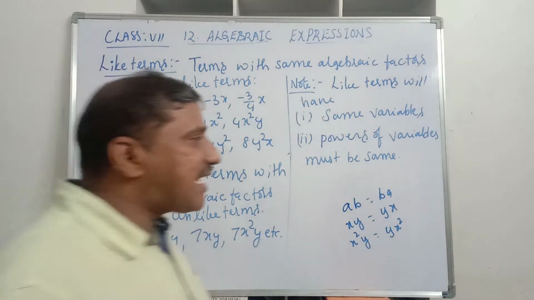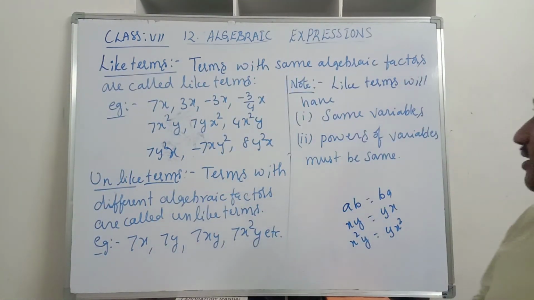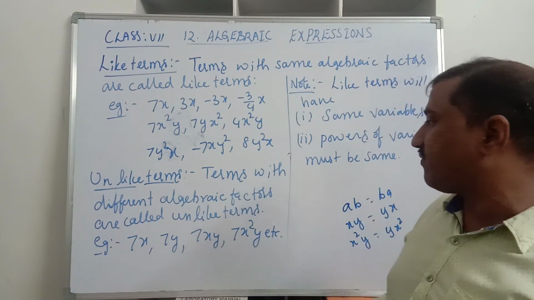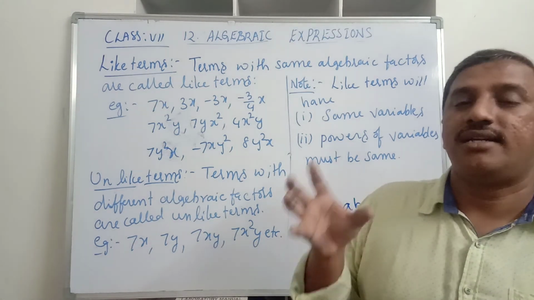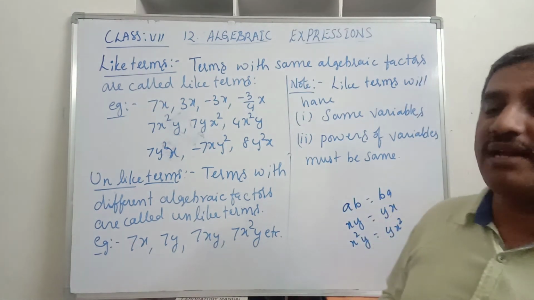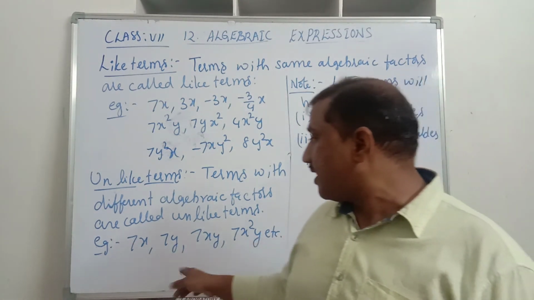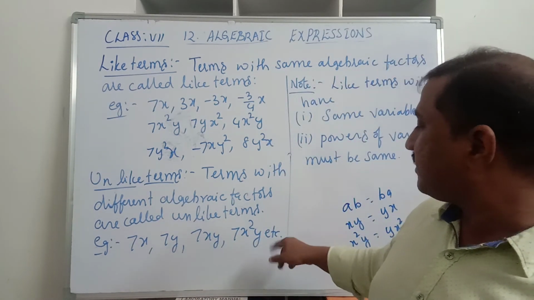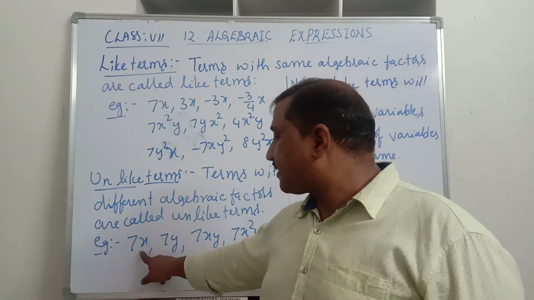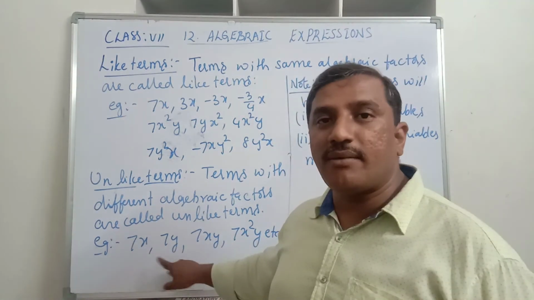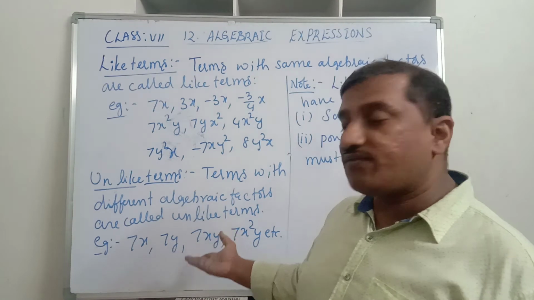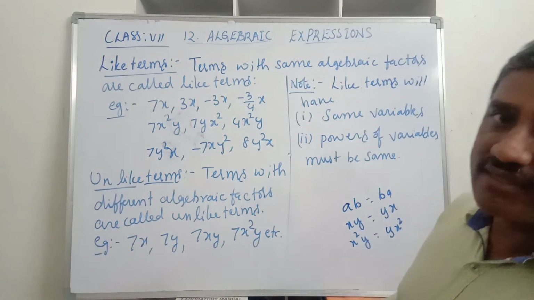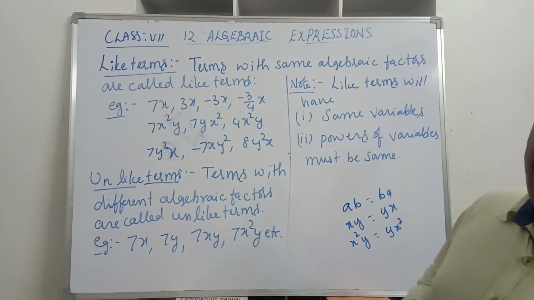To check whether the given terms are like terms or not, before that, what are unlike terms? Terms with different algebraic factors are called unlike terms. Example: 7x, 7y, 7xy, 7x square y. See, x is the variable, y is the variable, different. xy different, x square y different. So they have different algebraic factors. Hence they are unlike terms.